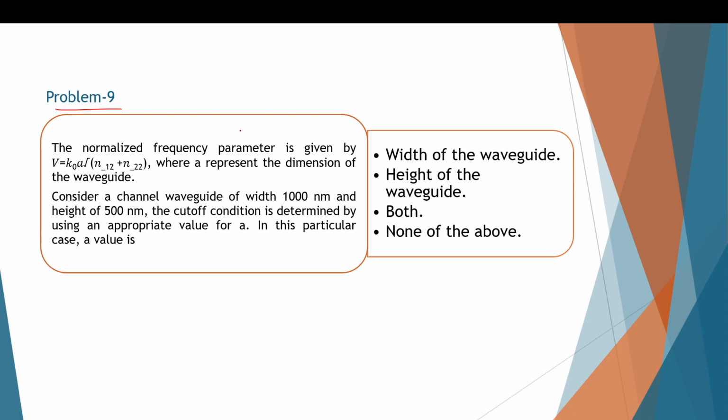Ninth problem. The normalized frequency parameter is given by V equal to k naught a root of n1 square plus n2 square, where a represents the dimension of the waveguide. So we already discussed this. Considering a channel waveguide of width 1000 nanometer and height 500 nanometer, the cutoff condition is determined by using an appropriate value of a. In this particular case, a value has to be the smaller number. So the smaller dimension here is the 500 nanometer. That is height. So height is the correct answer.